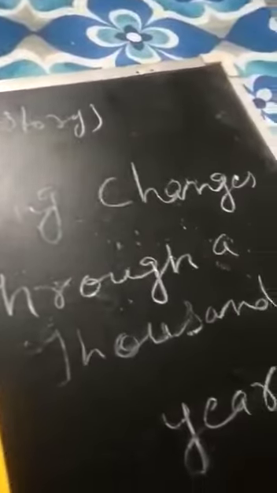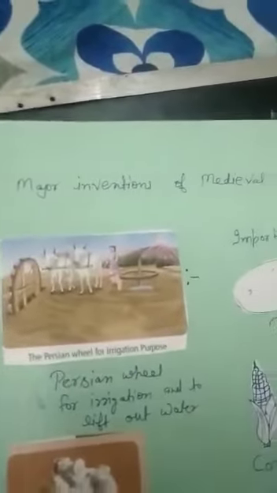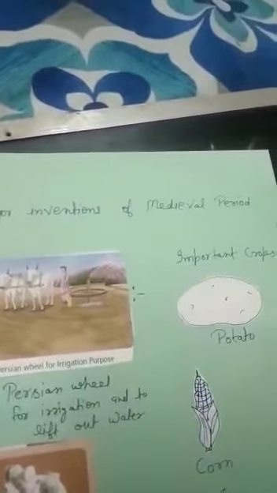So, my dear students, do you remember what we had done yesterday? We had done chapter 1 history, tracing changes through 1,000 years. Today also we will continue this chapter. Here I am going to show you major inventions of the medieval period.